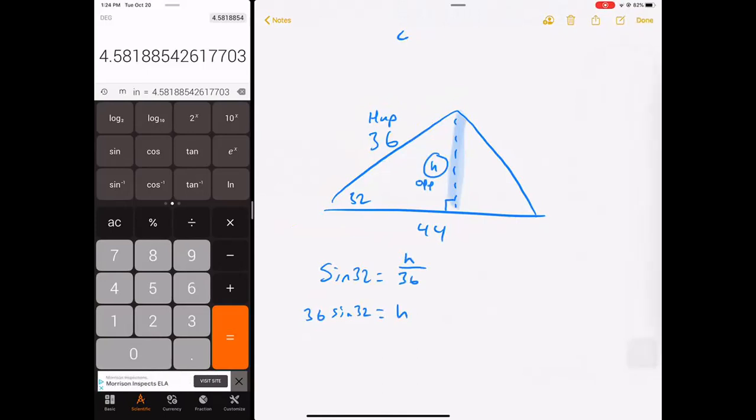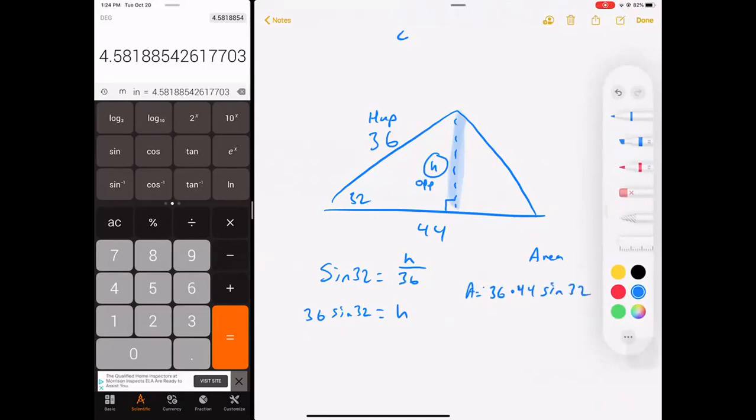Now, Judith, could I have used the sine formula for solving area for this problem? Yeah. Yeah, it's good. So it goes A is equal to, darn it, I messed up here. It's 1/2 times 36 times 44 times sine of 32. Are you cool? That's the formula? Yeah. And I can rewrite these around. It's not a big deal.